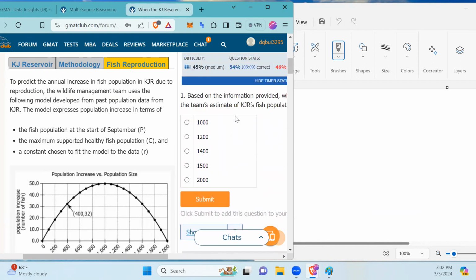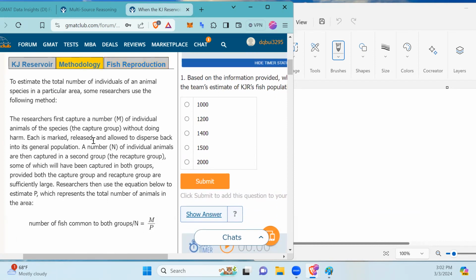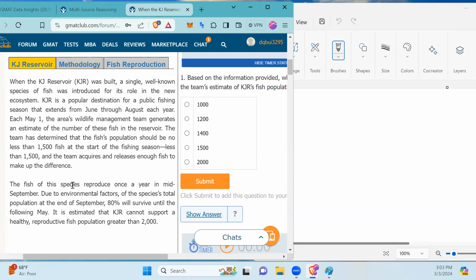I got confused here because in the methodology tab, they provide an equation with P, which is the total number of population. P is the population. Yes, but the first tab, the KJ reservoir tab, also shows an estimate. So I used this estimate, because they said that on May 1st, they had 1,500 fish.